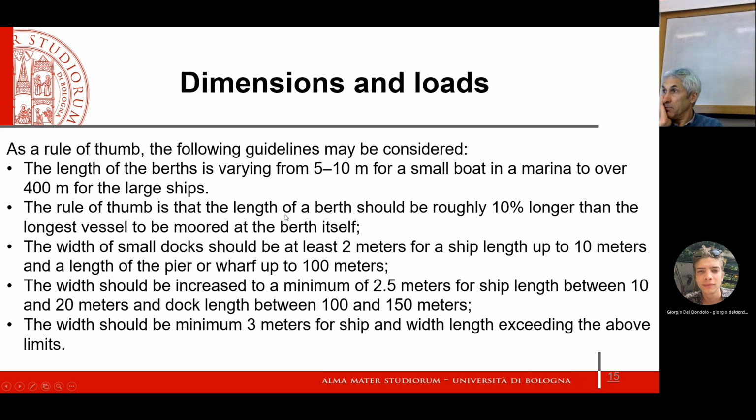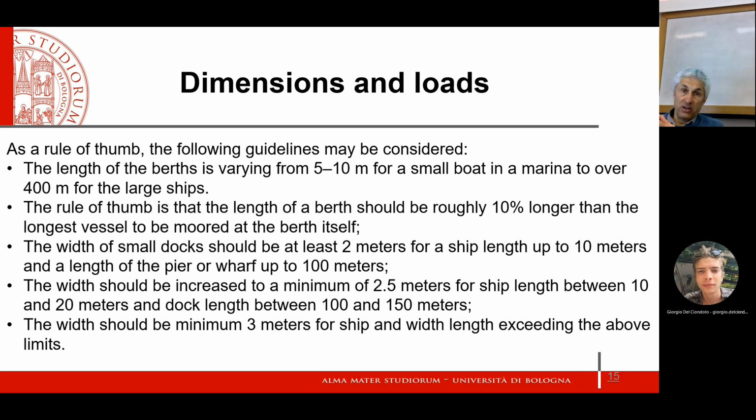And as a rule of thumb, once again, I would like to give you the following guidelines. In order to understand what is the size of a berth, first of all, we have to get a perception of the order of magnitude of the size of these structures. So the length of the berth usually varies from 5-10 meters for a small boat in a marina to over 400 meters for large ships. The large cruise ships may reach a length of more than 300 meters.